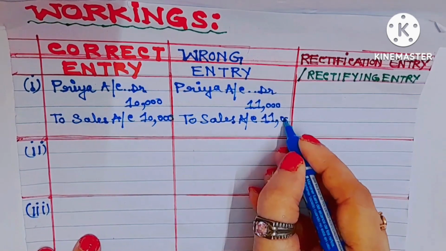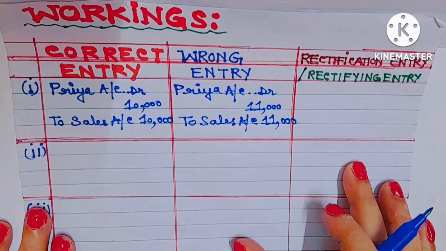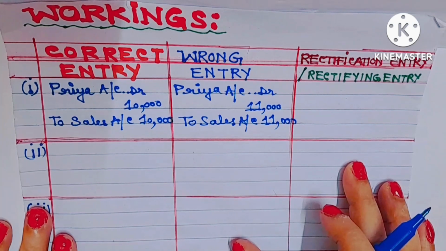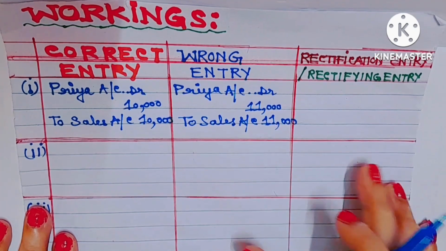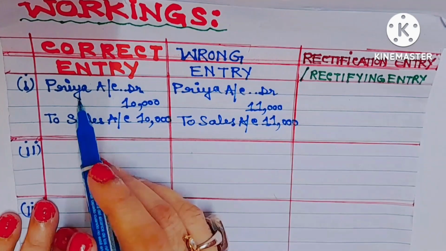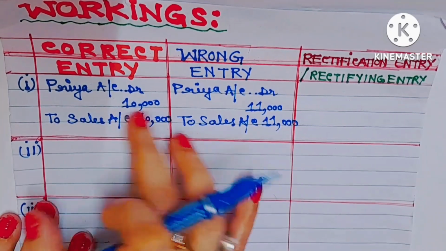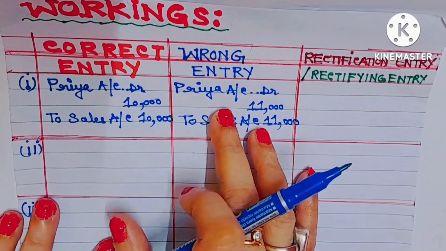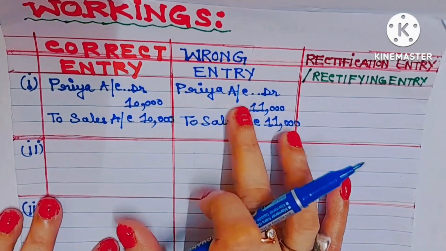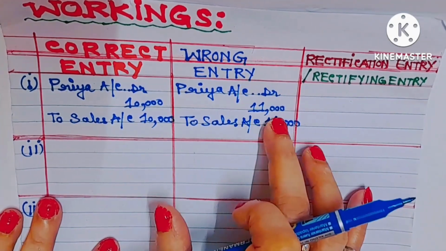Okay? What is our job? Our job is to use the technique. What is the technique? The technique is to compare the correct entry and wrong entry and then rectify the wrong entry. So what is the correct entry on the debit side? Priya account debit rupees 10,000. And what is the wrong entry? The wrong entry is Priya account debit rupees 11,000.